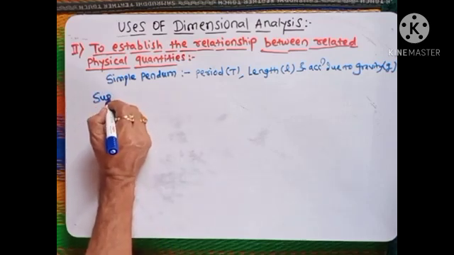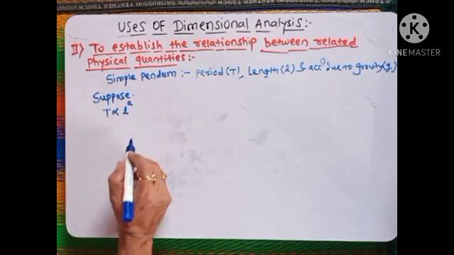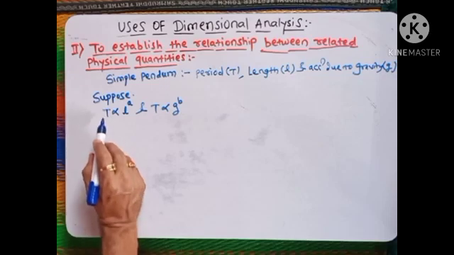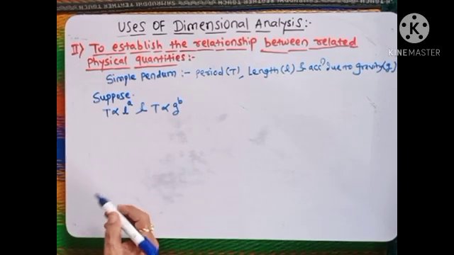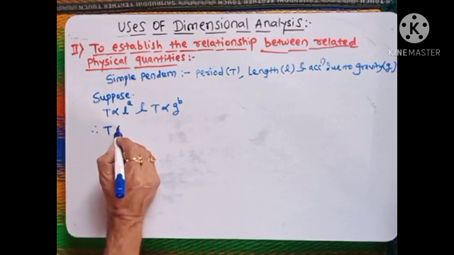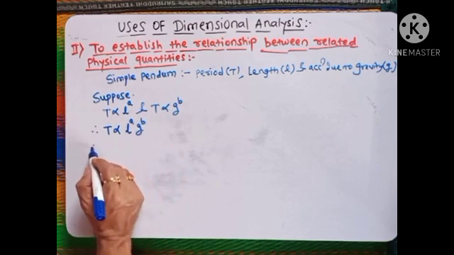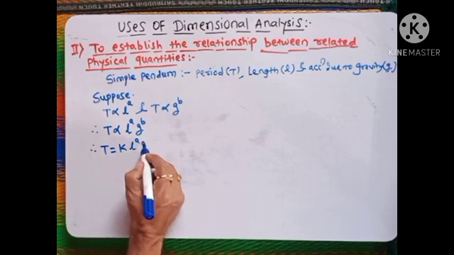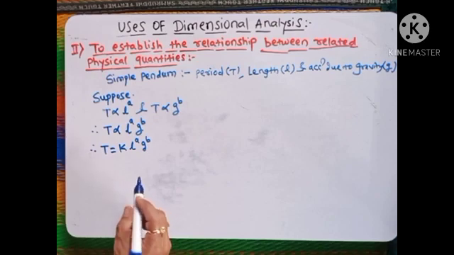Now suppose I will write T proportional to L raised to A, and T proportional to g raised to B. Here A and B are unknown, and by using dimensional analysis we have to obtain the values of A and B. Therefore I will combine: T proportional to L raised to A, g raised to B, and therefore T is equal to K, where K is the constant of proportionality, it is unknown, times L raised to A, g raised to B. This is the relation. Now we have to obtain the values of A and B.